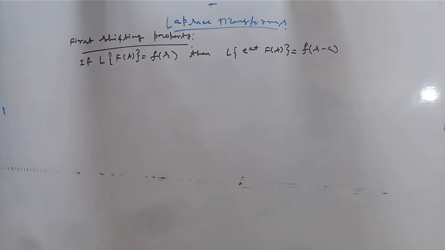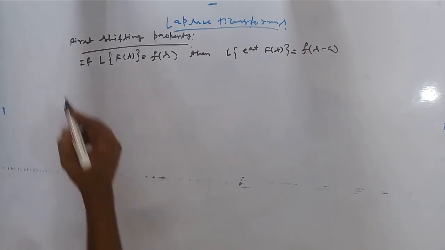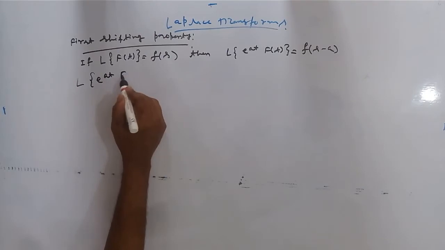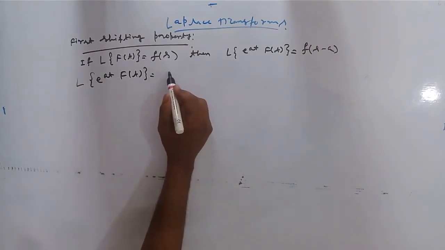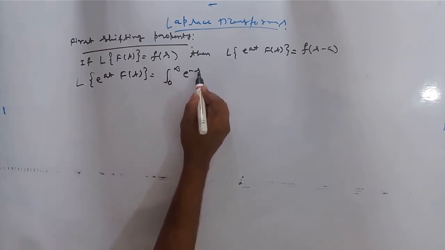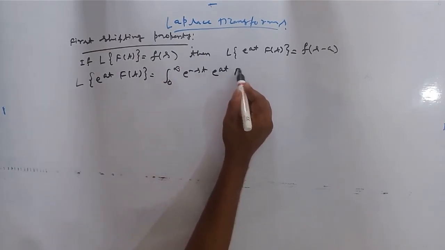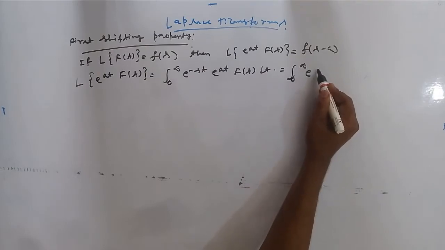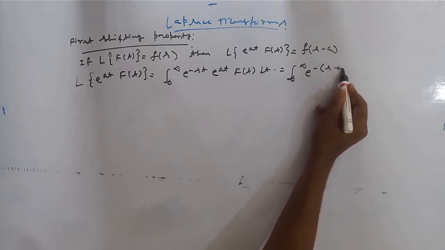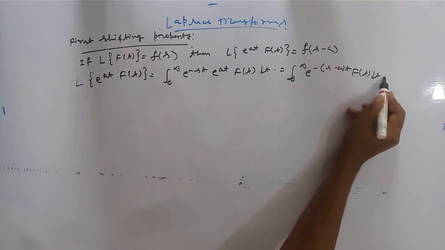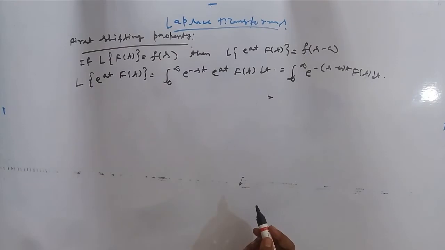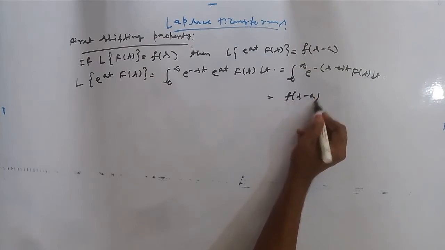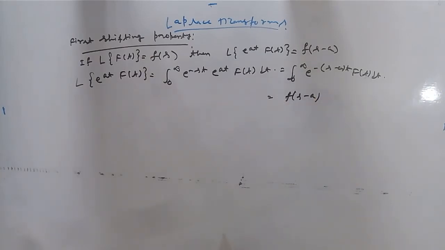So the proof of this theorem can be given like this: L of e to the power at f(t). Okay. So by definition it will be integration 0 to infinity e to the power minus st into e to the power at f(t) dt, and this is equal to 0 to infinity e to the power minus (s minus a) t f(t) dt, and by definition of Laplace transform, here you can see that the parameter is s minus a, so it will be a function of s minus a after Laplace transformation. So here is the proof.